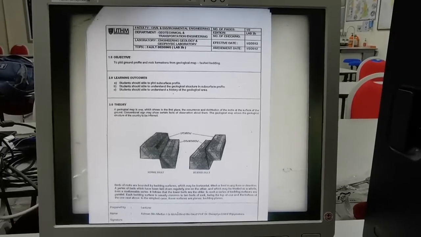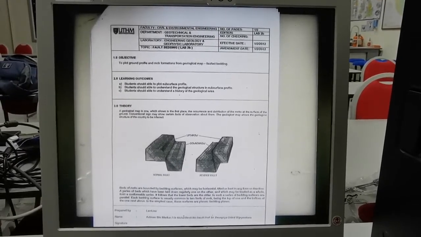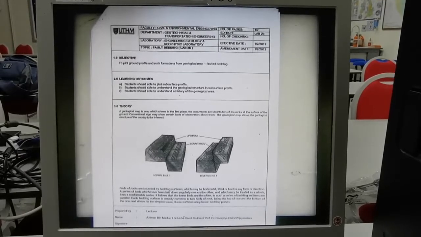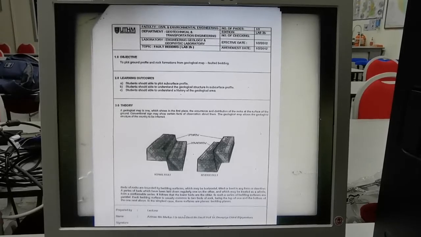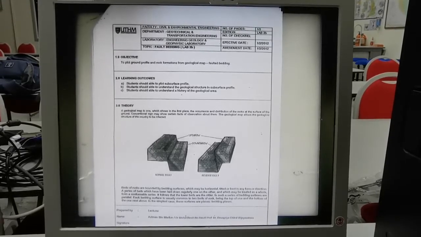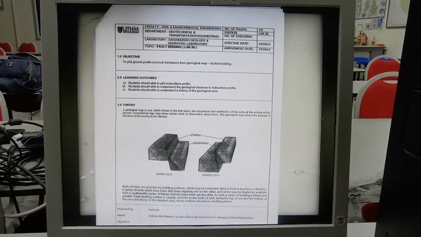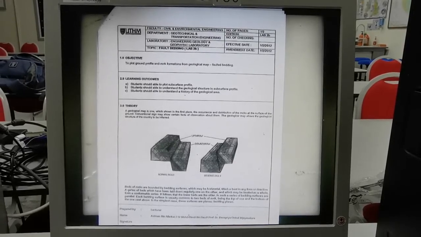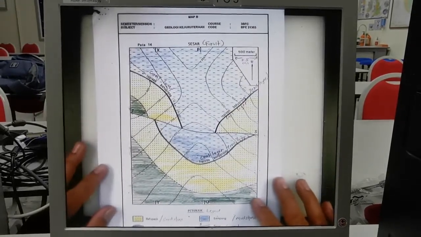Topic 2, lab number 2B is for bedding. The objective of this map is to plot the ground profile and rock formation from a geological map, which consists of bedding and fault bedding. The map has been recolored.